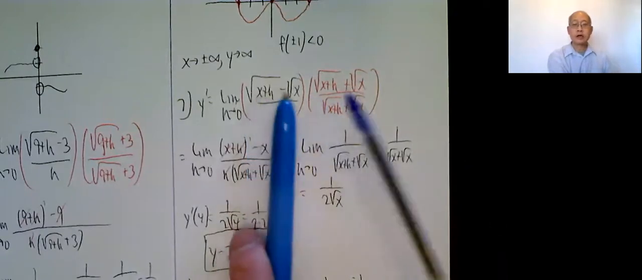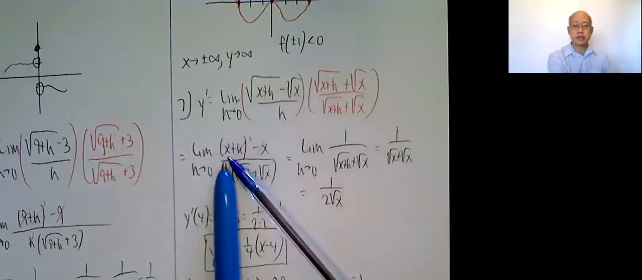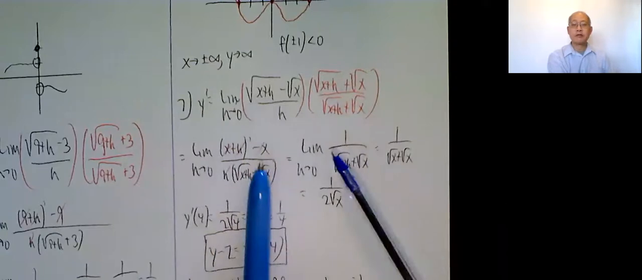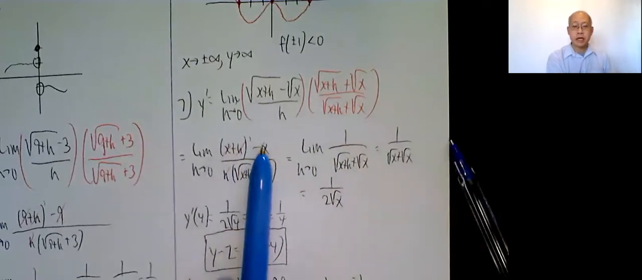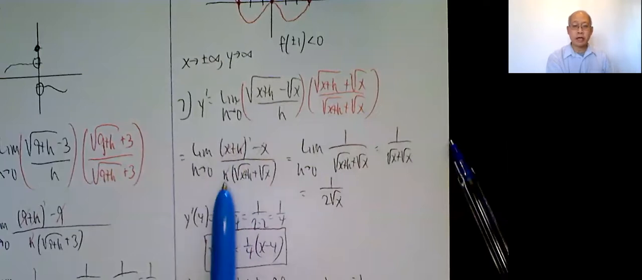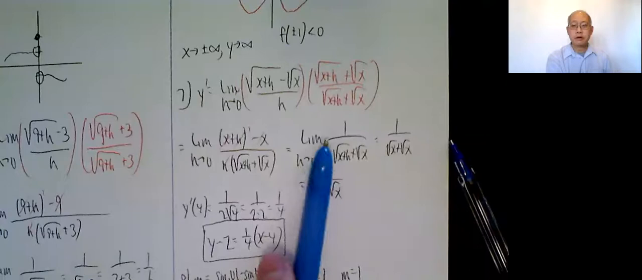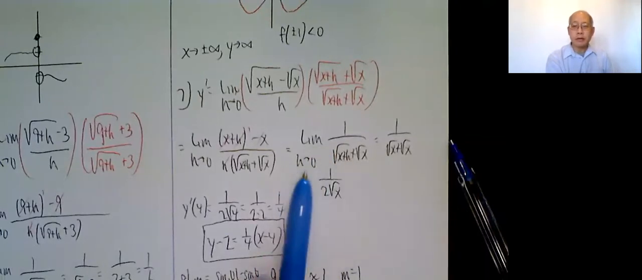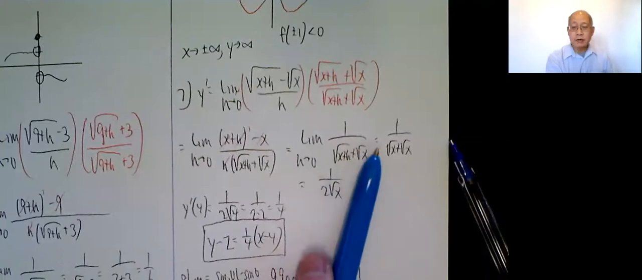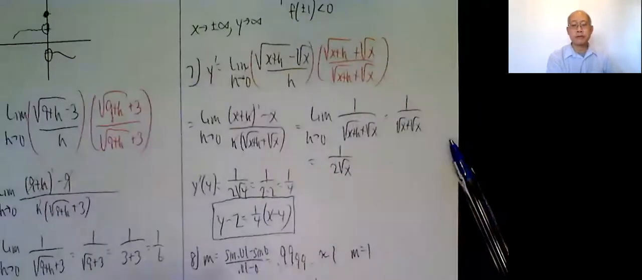So this is a squared minus b squared. If I square this, I just have x plus h. If I square this, I have minus x. Leave the bottom alone. x minus x is canceled out. I have an h, which cancels that h. 1 on top. Limit as h approaches 0 of 1 over radical x plus h plus radical x. Now I plug in 0 right there. That gives me radical x plus radical x, or 1 over 2 radical x.